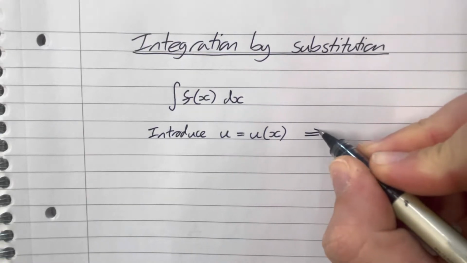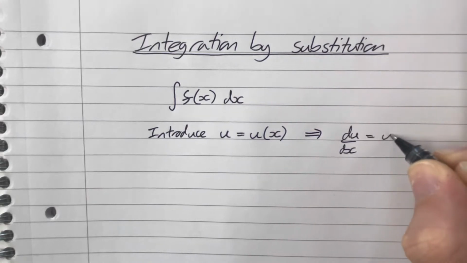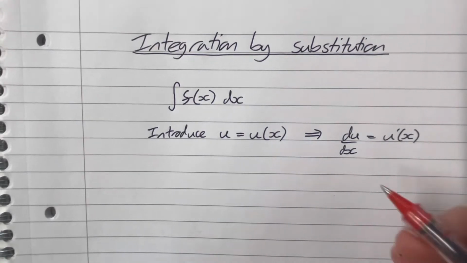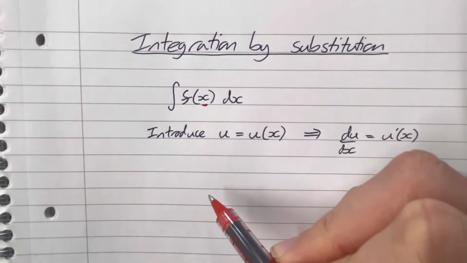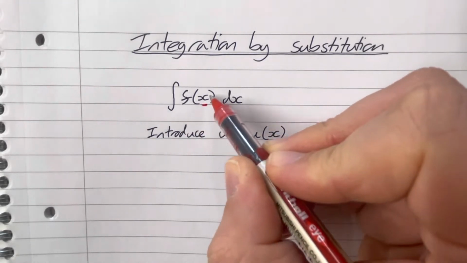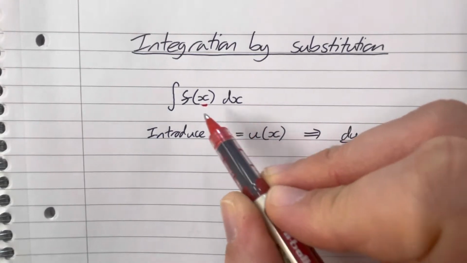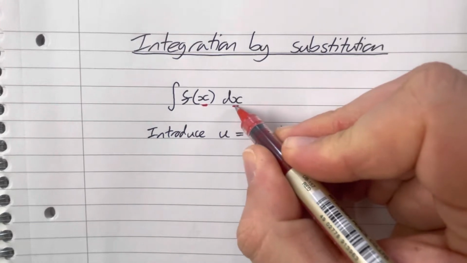So what I'm going to say is du by dx is going to be u primed of x. Yes, you need differentiation within an integral question. And the reason I'm doing this is because, yes, there's an x in here which I need to get rid of, but I can't integrate a function of u with respect to x. That doesn't make sense. I've got to integrate a function of u with respect to u. So I need to change the dx as well.